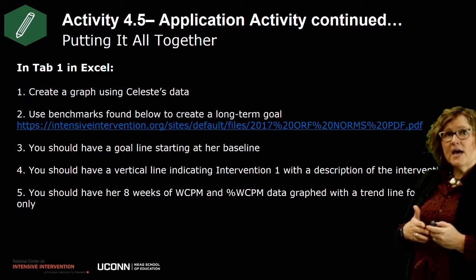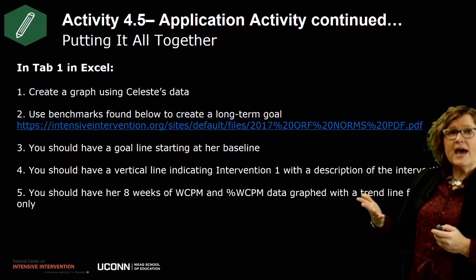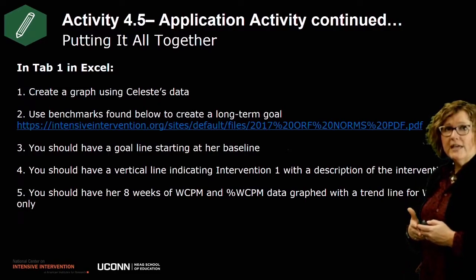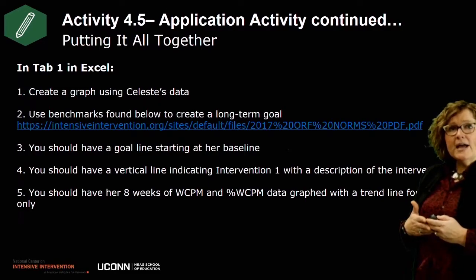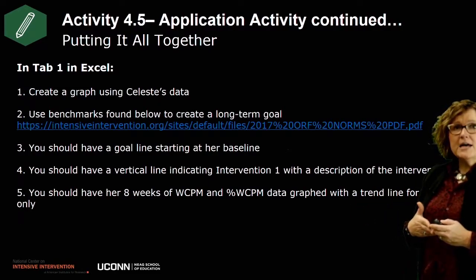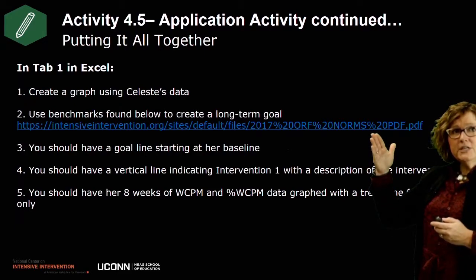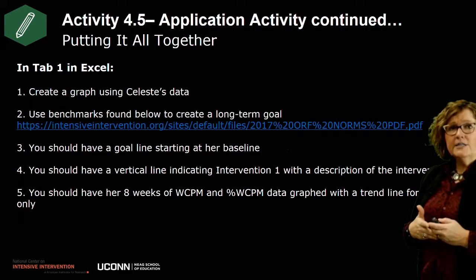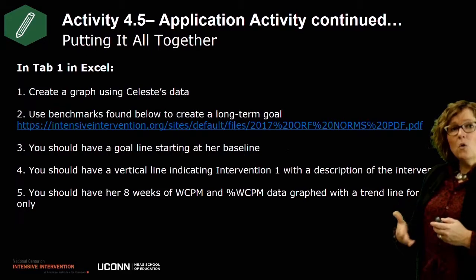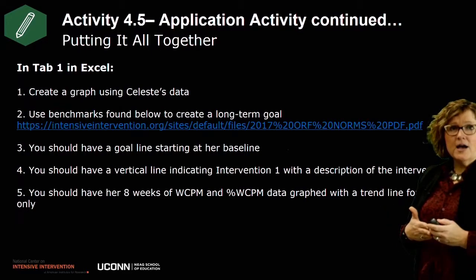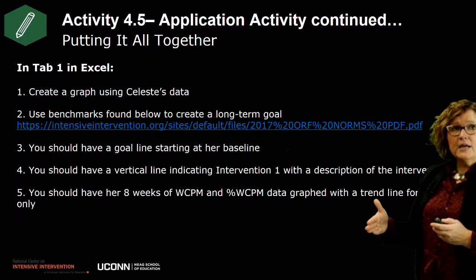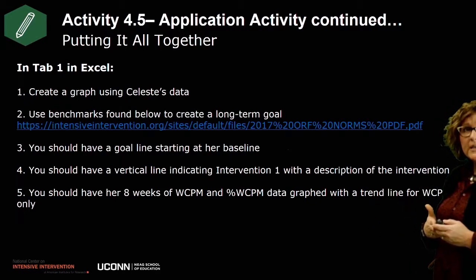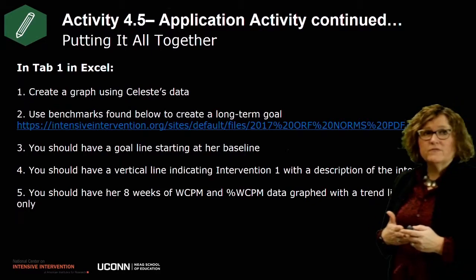So in Excel, in the first tab, that should be the page that you currently have open, you're going to actually create a graph for Celeste. You're going to use the benchmarks that can be found here in this PDF to set a long-term goal for Celeste. You need a goal line that starts at her baseline, and you need a vertical line indicating intervention 1 with a description of the intervention.